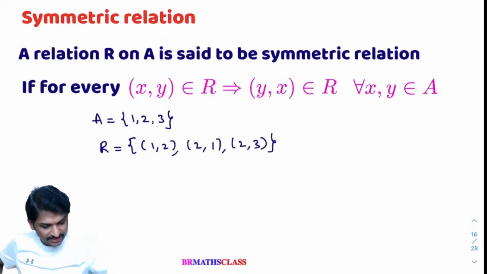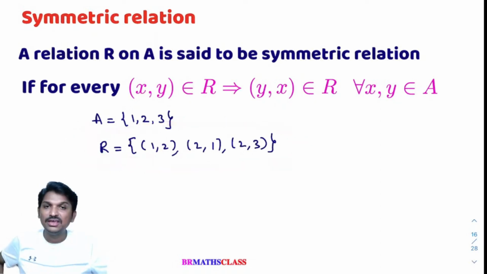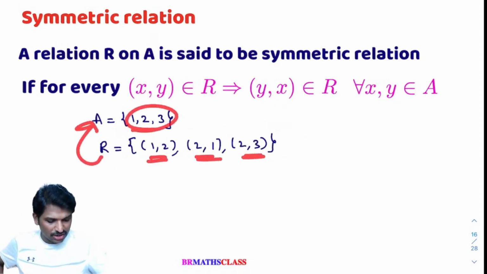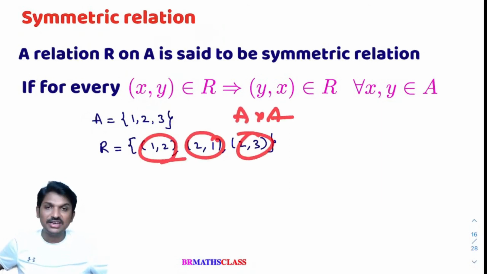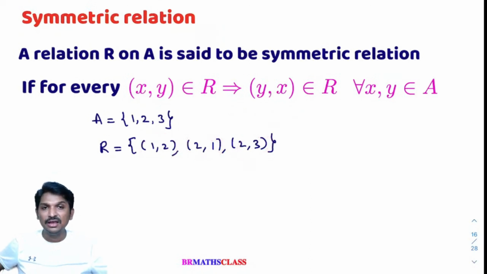Now the question is, is it a relation on A? Is it a subset of A cross A? You can look, all the elements are 1, 2, 3 only. So definitely this will be a relation on A. If you want, you can calculate A cross A and check that all the elements are present in A cross A. Right, first thing. Now my question is, is this relation a symmetric relation?